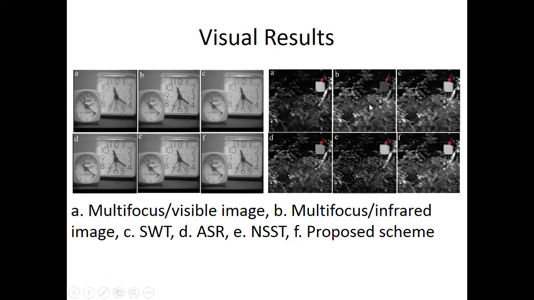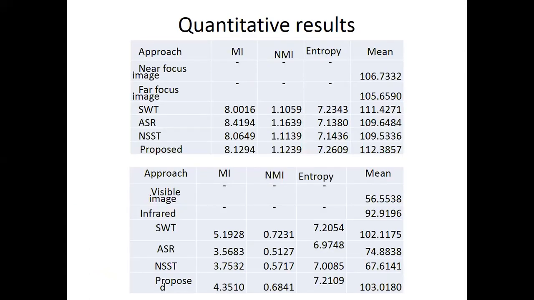Similarly, if we see the infrared and visual images in the second figure, image A is the visual image, image B is the infrared image. This image F represents the image obtained by the proposed scheme. So from these images, it is seen that the proposed scheme is comparable to the other schemes with some good advantages. Now this table represents the quantitative results. The upper table is for the multi-focus images. The bottommost table is for the infrared visual images.